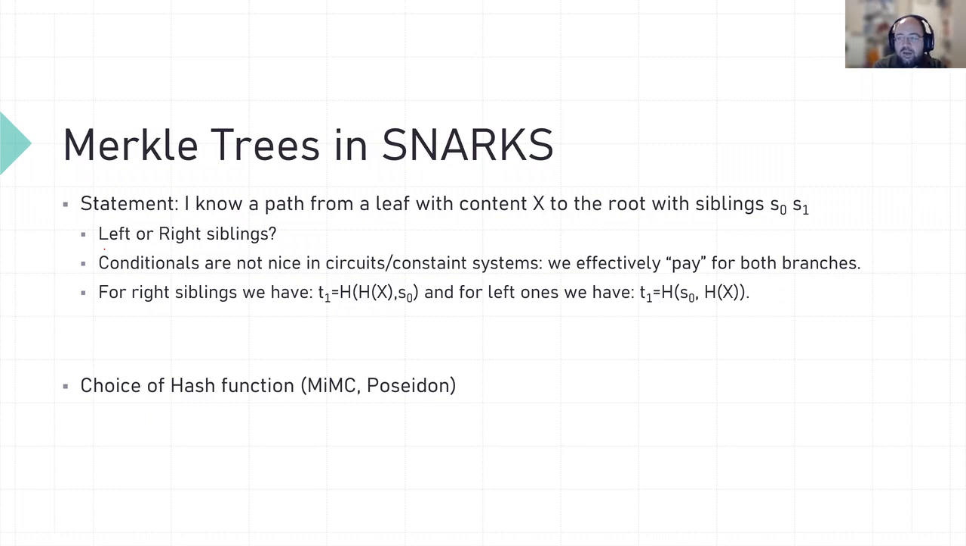Now, when implementing a Merkle tree in a snark, we usually decide to use a hash function that is optimized for use in arithmetic circuits. This is something like MiMC or Poseidon. And you will see that Tornado Cash uses MiMC, I think, for most stuff, as does Semaphore.